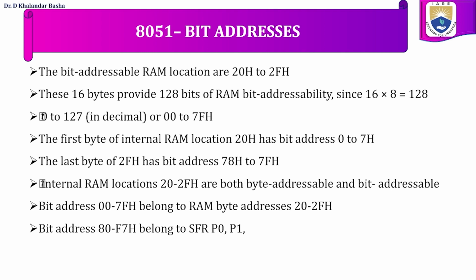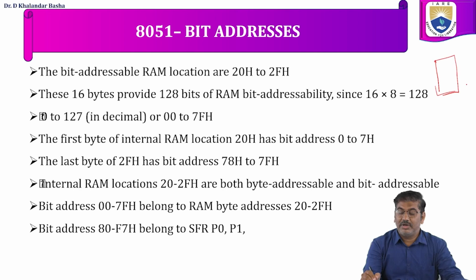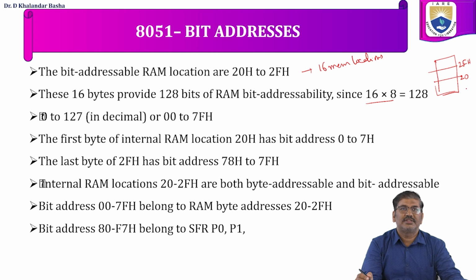Say in the 8051 microcontroller, what are the RAM locations which are bit addressable? The memory addresses from 20H to 2FH are used as bit addressable RAM locations. These 16 bytes provide 128 bits of bit addressable RAM. Since it is 16 memory locations, each of 8 bit size, that is 16 into 8, which is 128 bits we can access bitwise.